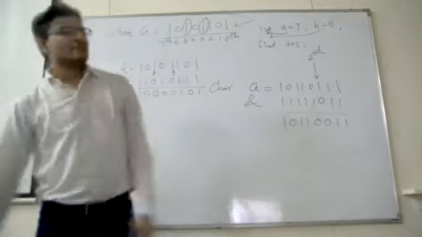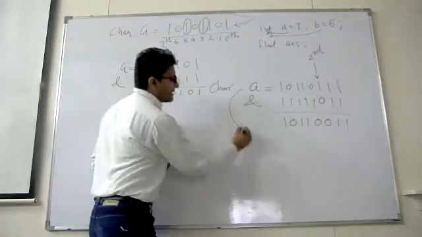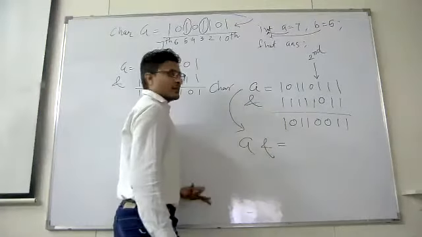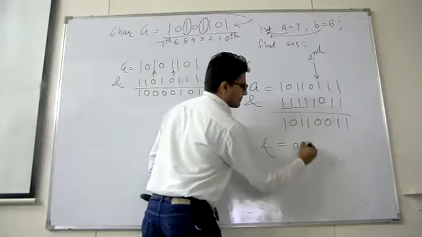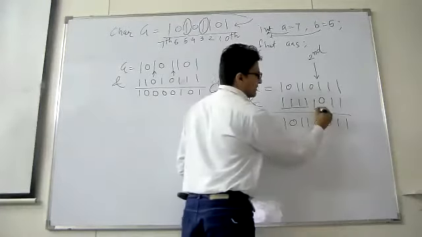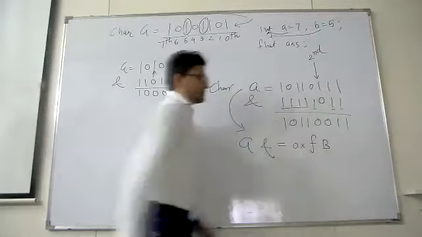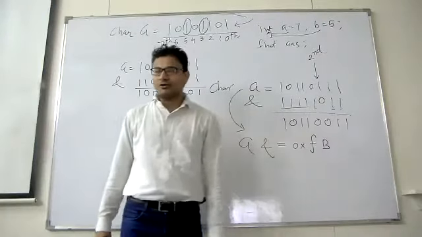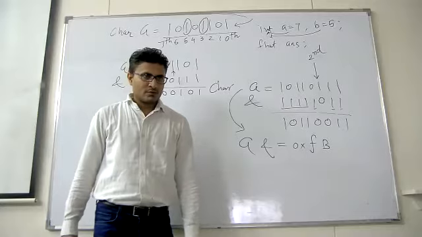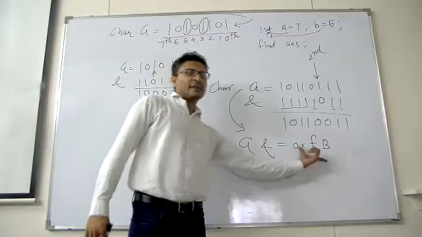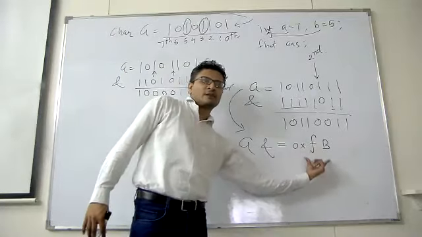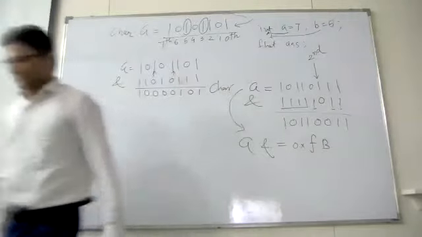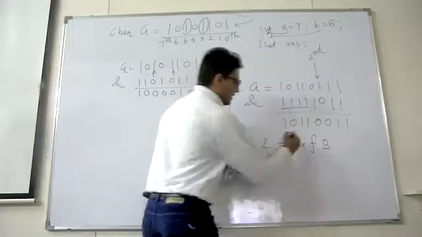So how will you write this operation? A AND with 0xFB. This is the hex value representation in C programming: 0x followed by the hex value.